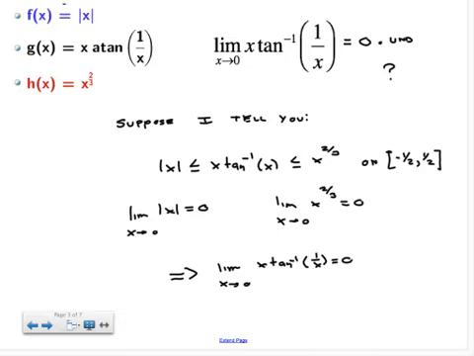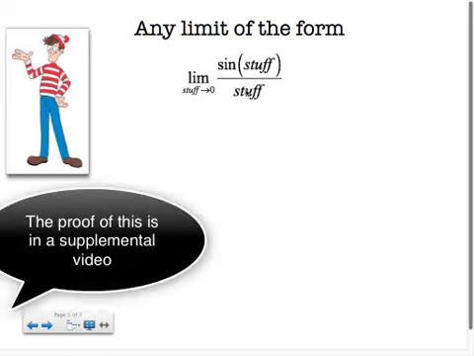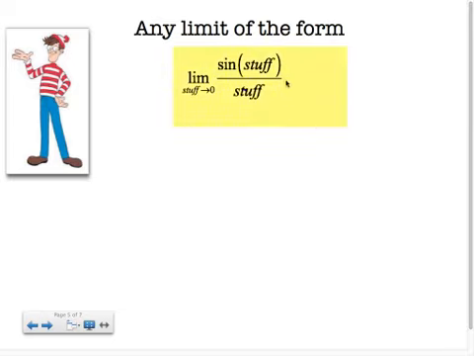So very useful theorem when we have a function that's undefined at the limit point. And that should have been a 1 over x. I apologize for that. You'll get a chance to use this theorem from time to time. Any limit of the form sine of stuff over stuff, if the limit has stuff going to 0, that limit will always be equal to 1.